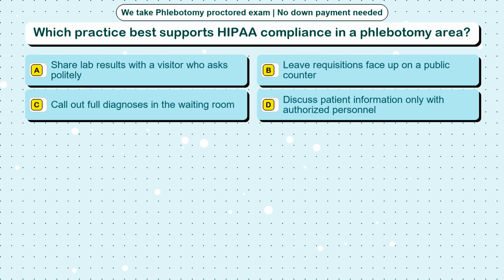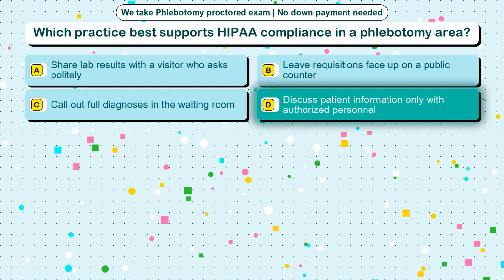Question 73. Which practice best supports HIPAA compliance in a phlebotomy area? Option A. Share lab results with a visitor who asks politely. Option B. Leave requisitions face up on a public counter. Option C. Call out full diagnoses in the waiting room. Option D. Discuss patient information only with authorized personnel.